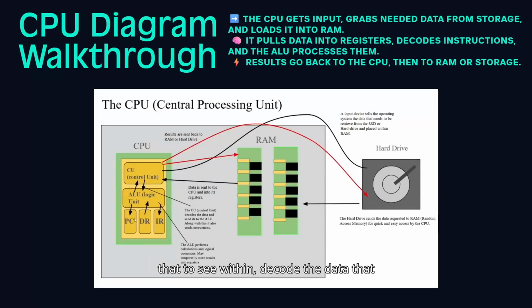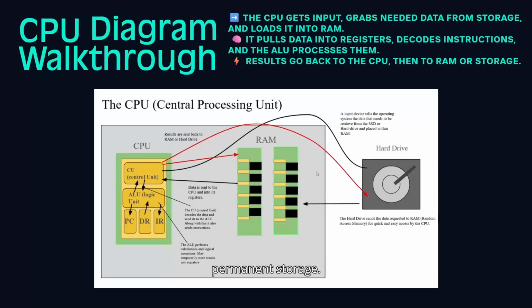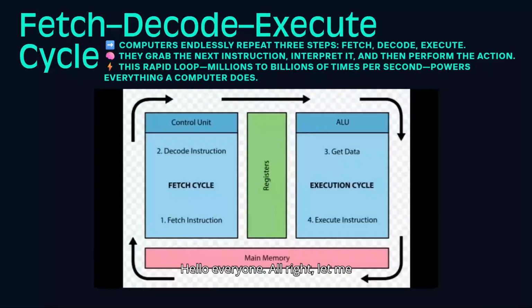After that, the CU will then decode the data that it needs, and then send this data along with instructions to the ALU. The ALU would then perform a series of calculations and logical operations that then utilizes the registers to temporarily store the results. After that, the results are sent back to the CU, and the CU will either use these results or send these results back to the RAM for quicker and easy access, or back to the hard drive or SSD for permanent storage.